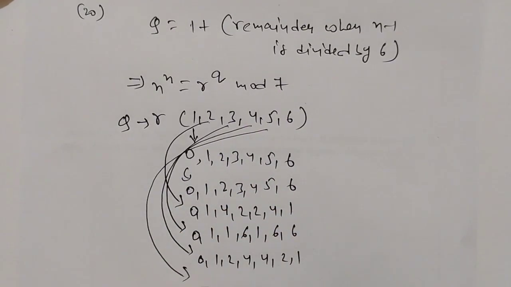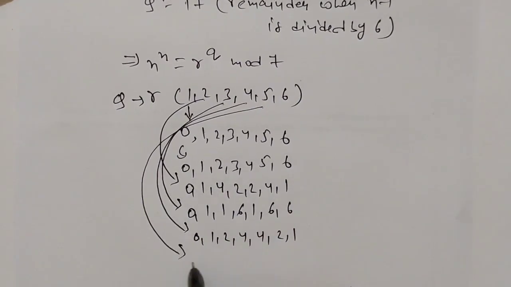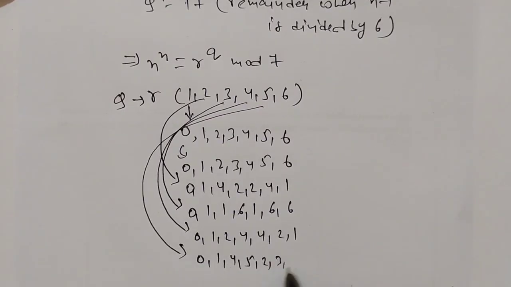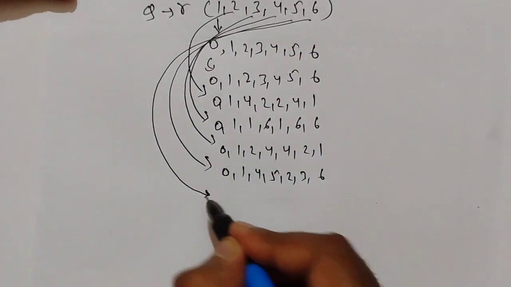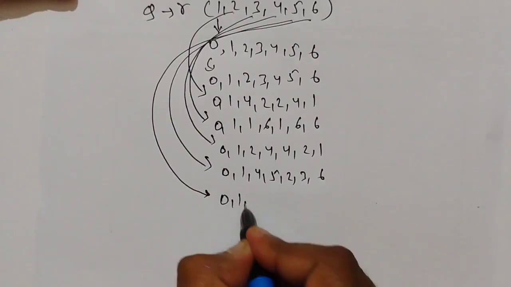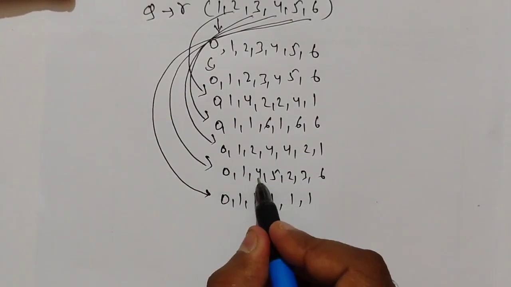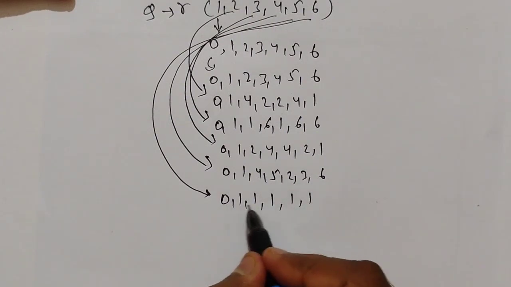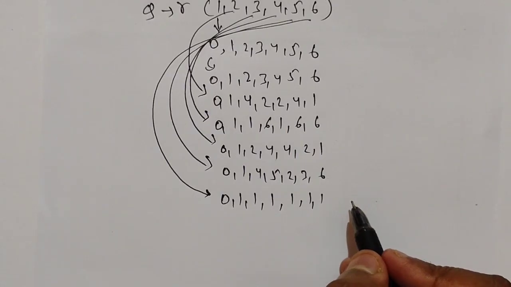For 5 we have 0, 1, 4, 5, 2, 3, 6. For the value 6 we have 0, 1, 1, 1, 1, 1 and 1.